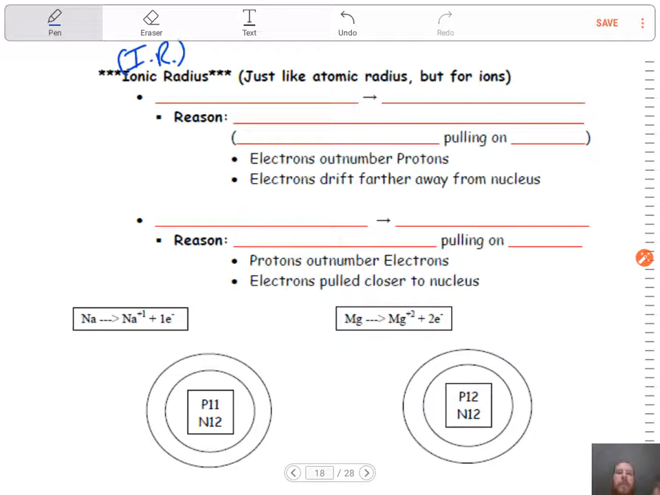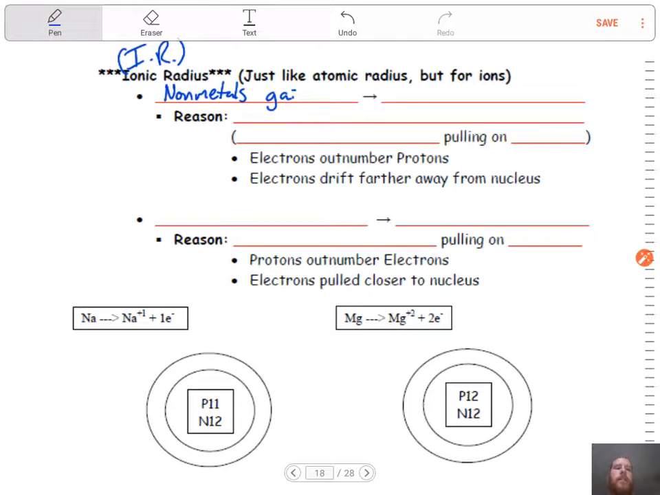So again, same idea. It's going from the nucleus to the outermost electron, but now with ions, something's happened to those electrons. They've either gained electrons or they've lost them. We're going to start with nonmetals first. So nonmetals tend to gain electrons.